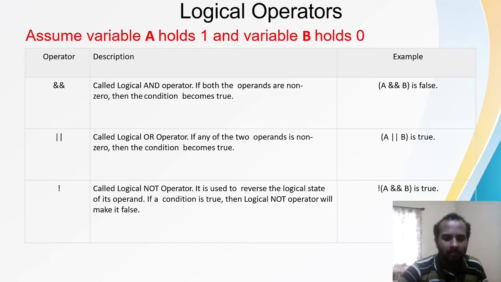And NOT is going to reverse the input, right? If it is 1, then it will be 0. If it is 0, then it will be 1. That means if it is true, then it will be printing or storing it as false, and if it is false, then it is going to make it true. Here a is true, but b is false, right? But a and b is false, right? a and b is false. But what about not of false? Not of false is true.